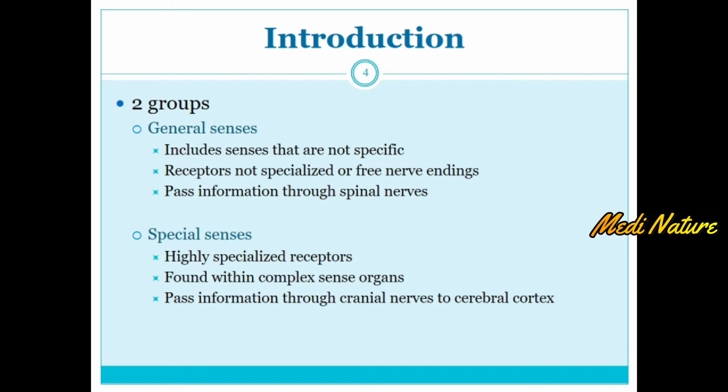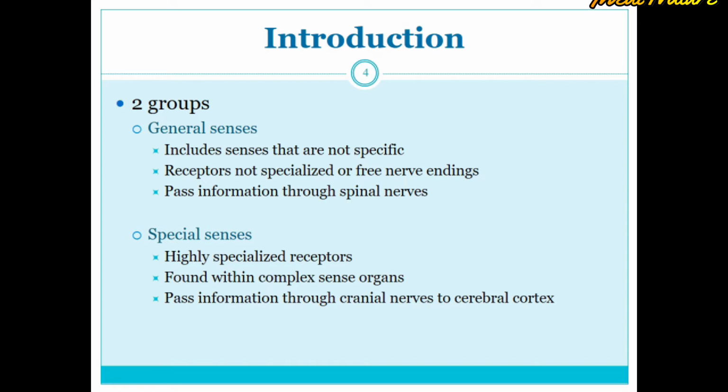When we are talking about the sensation of our body, we can divide it into two major groups. Those are the general sensors and the special sensors. The general sensors include the sensors that are not specific, and the receptors involved are not specialized, or they exist as free nerve endings, and the information passes through spinal nerves.